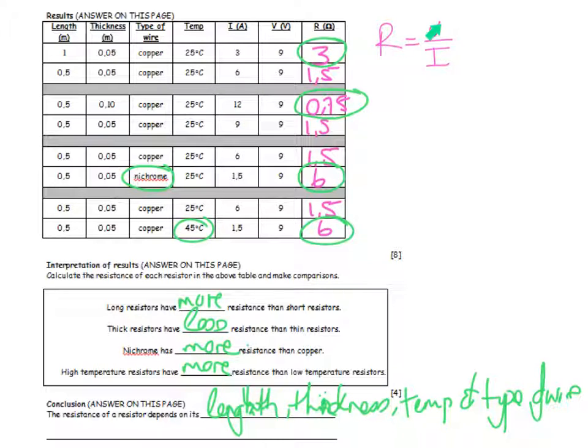I take R is equal to V over I. Don't rush it, because then you carelessly do it the wrong way around. But generally, most of you did this very well, and you were able to get those 8 answers.